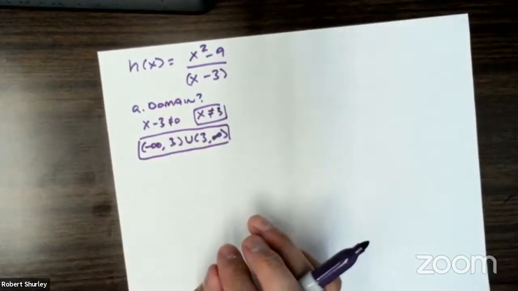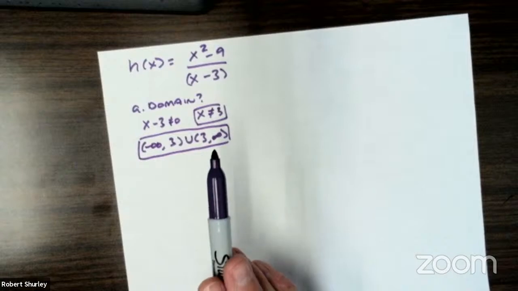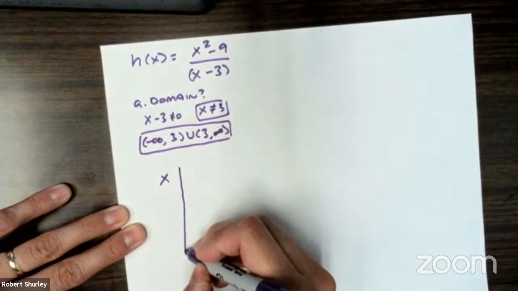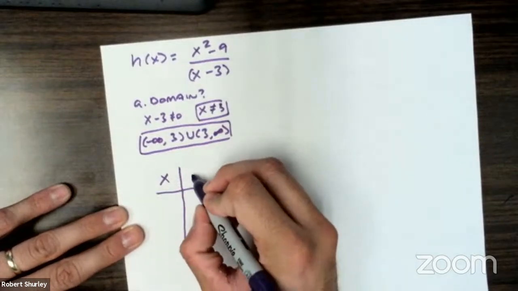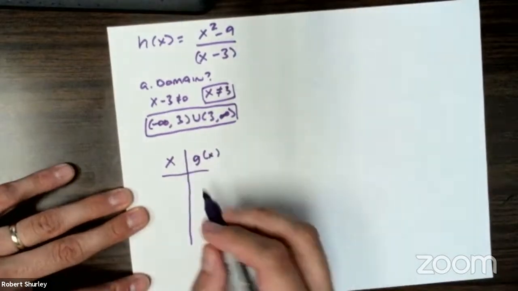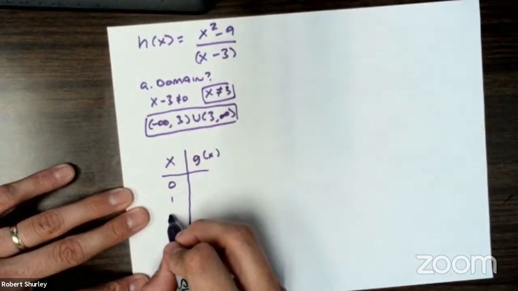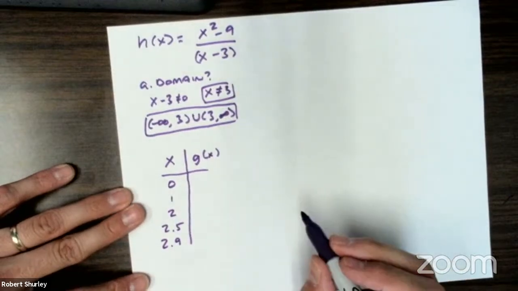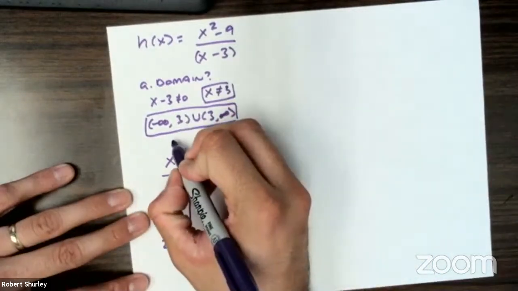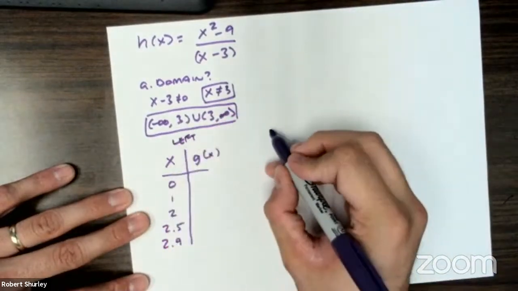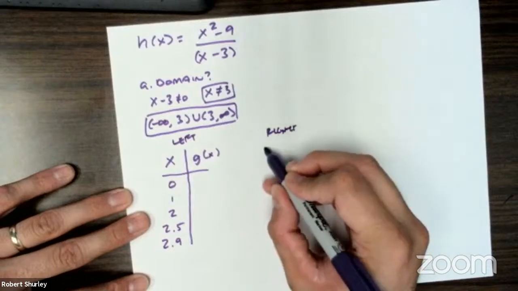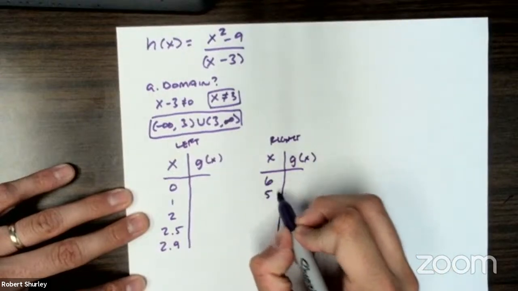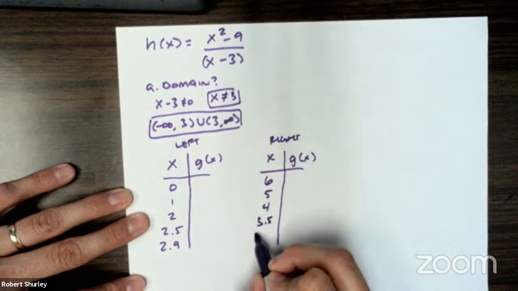So look, something kind of crazy is going to happen when we do the same thing we did before. I'm going to go from the left. Actually, I want you to try this one. I'm going to use the same exact numbers. So 0, 1, 2, 2.5, 2.9. I don't think we'll have to do more than that. So let's go. This is from the left. And then the other one's from the right. So we've got x, g of x. Now from the right, it would be 6, 5, 4, 3.5, and 3.01.